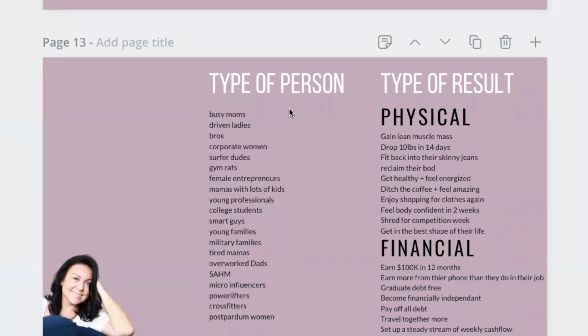Financial: earn 100K in 12 months, earn more from their phone than they do in their job, graduate debt-free, become financially independent, pay off all debt, travel together more, set up a steady stream of weekly cash flow. So you kind of draw lines, right? You pick from the column on the left and one on the right, or you write your own. Basically, this is it: I help type of person have, earn, do, be, type of result. And then you can even flesh that out more with how to do that.